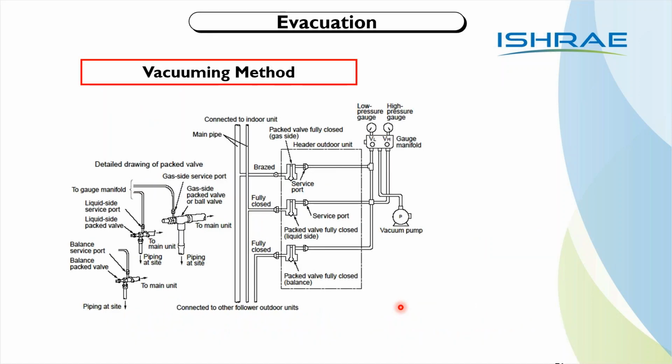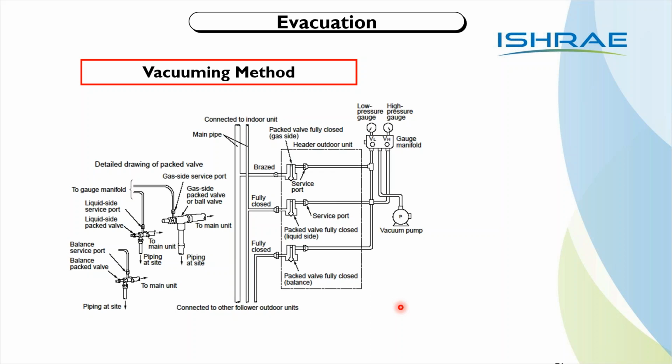So the procedure for vacuuming is, always use a double stage vacuum pump. Never use a small vacuum pump. Understand the piping length. Understand the capacity of the vacuum pump required. And the vacuum you need to achieve is 500 microns. Please note this. It is not for 2 hours or 3 hours, or 4 hours or 5 hours. Generally, 500 microns is what you need to achieve.